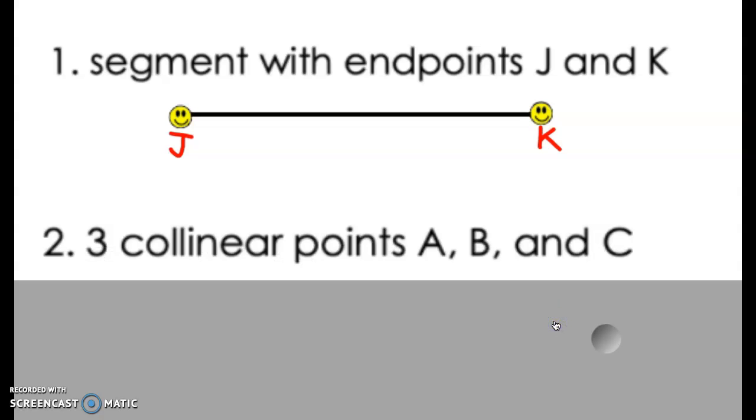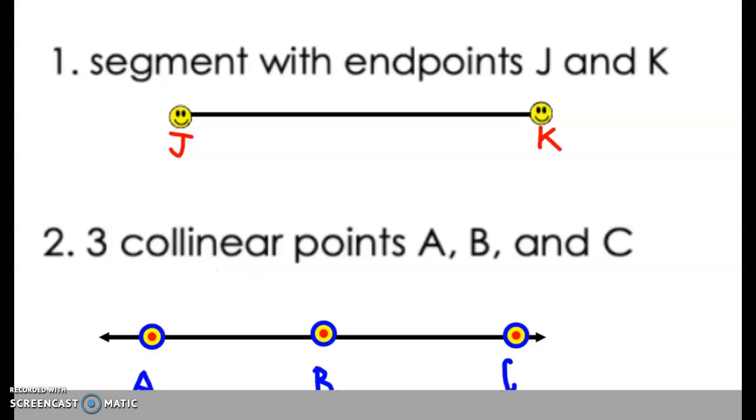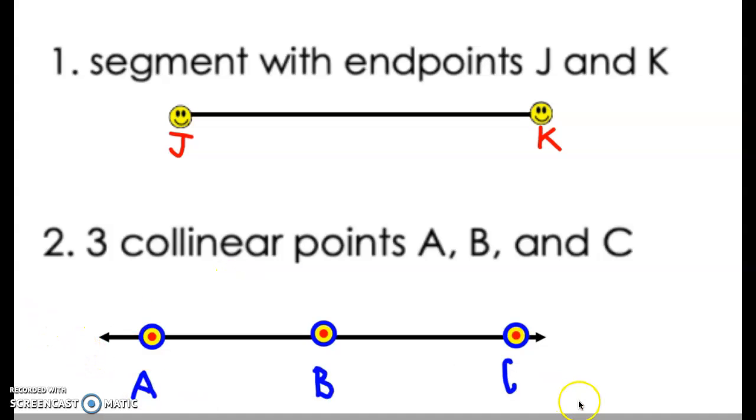Number 2 says we need to sketch three collinear points and label them A, B, and C. So if you remember, collinear means on the same line. So here you have to draw a line with 3 points on it and label them A, B, and C.